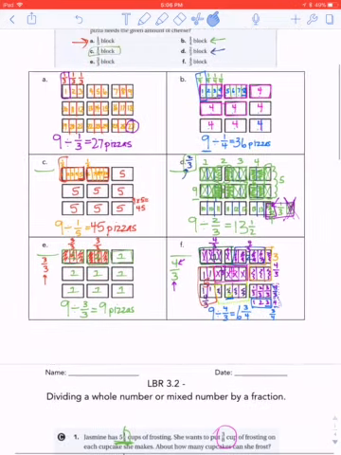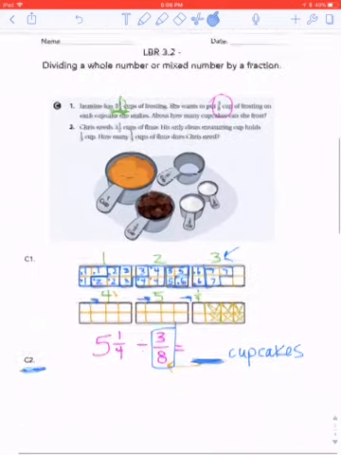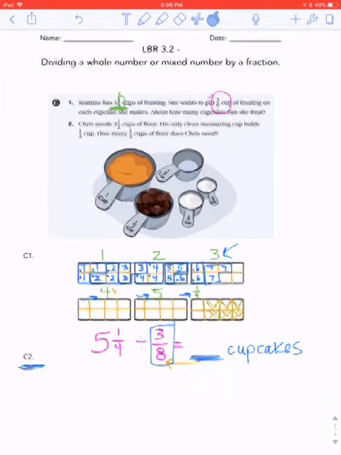Okay, look at all the work we've done. Nice job. Let's move on to C. We'll finish out C1 and C2 together.